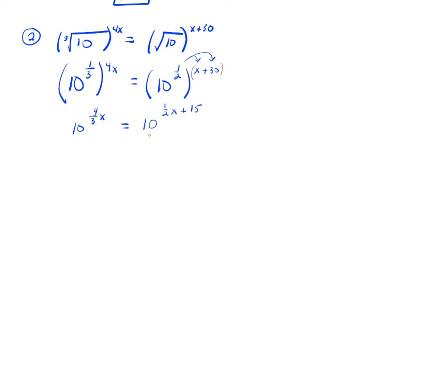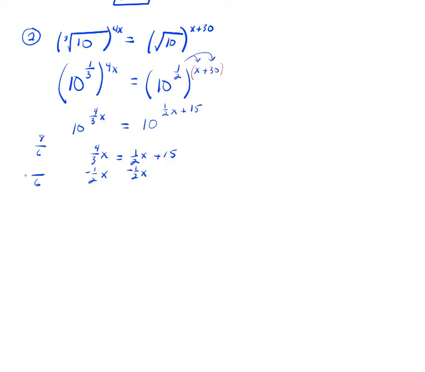So now that my bases are the same, I can set my exponents equal. 4/3 x equals 1/2 x plus 15. So I'll subtract 1/2 x from both sides. Now, I need a common denominator here. So that minus 1/2, common denominators of 6, so I can subtract them.